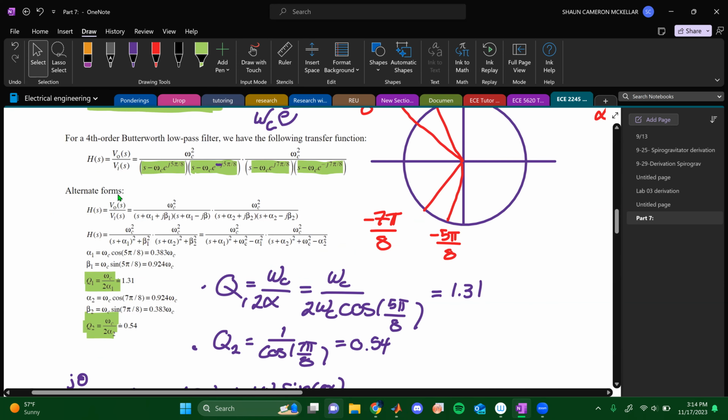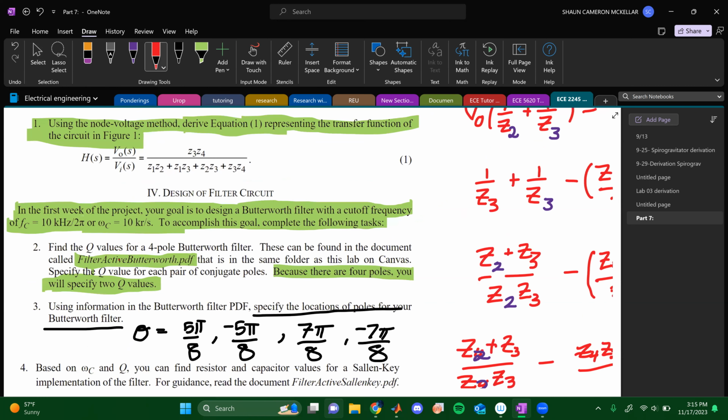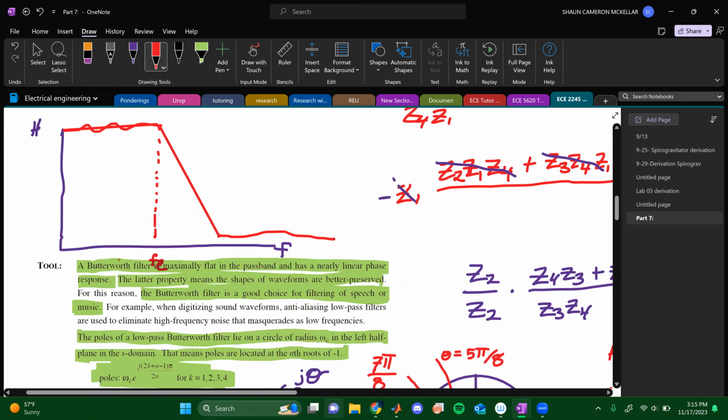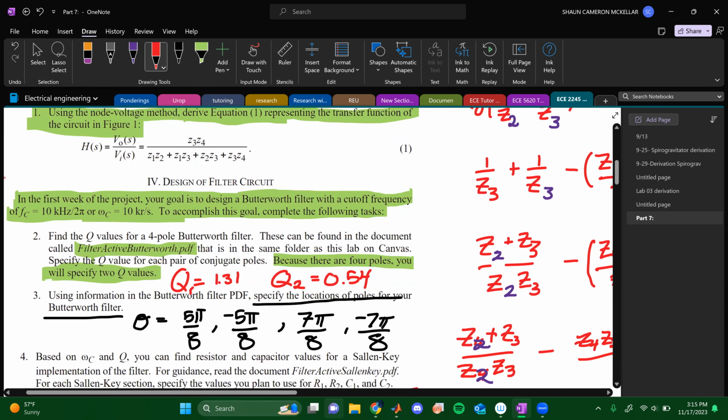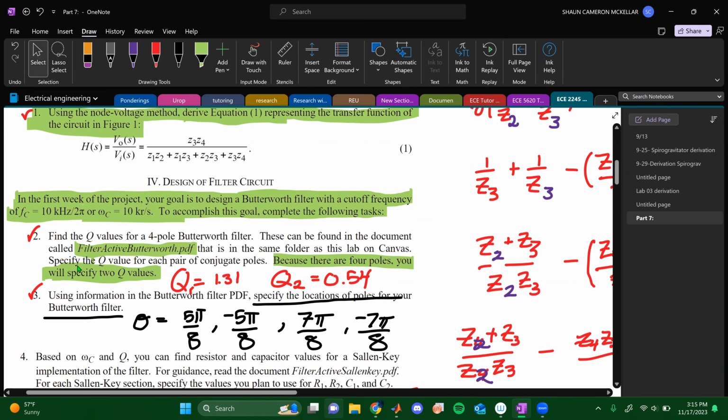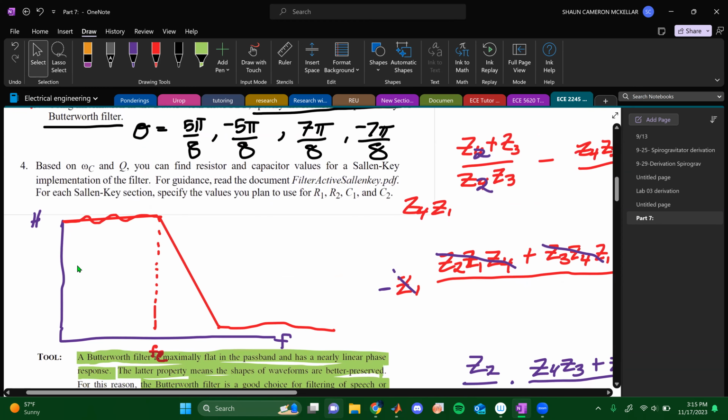Okay, so part 2 asked us to find the Q values, and we did. So Q1 equals 1.31, Q2 equals 0.54. I think let's just double check that from the document. Yep. So that gets us through section 2, 3, and section 1. Okay, so the last part for today that we need to get through is part 4, and it says based on omega C and Q, can you find resistor and capacitor values for a Sallen-Key implementation of the filter?